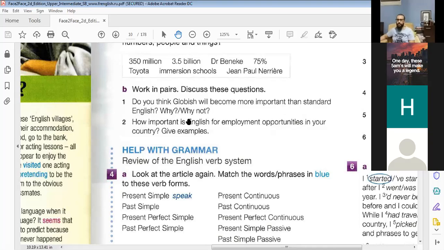So how could you do your academic work in English? No, I think Globish will include academic because it's mainly for work, and I'm not sure about study.